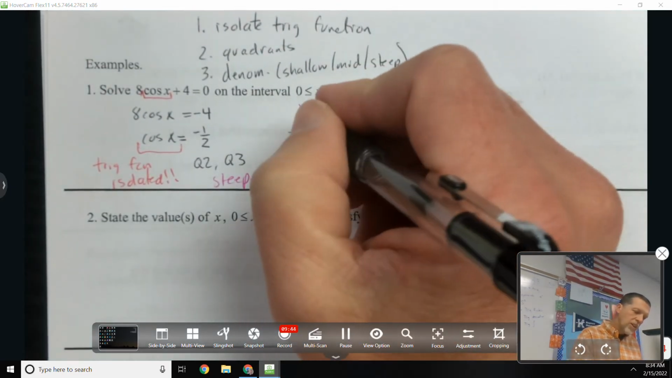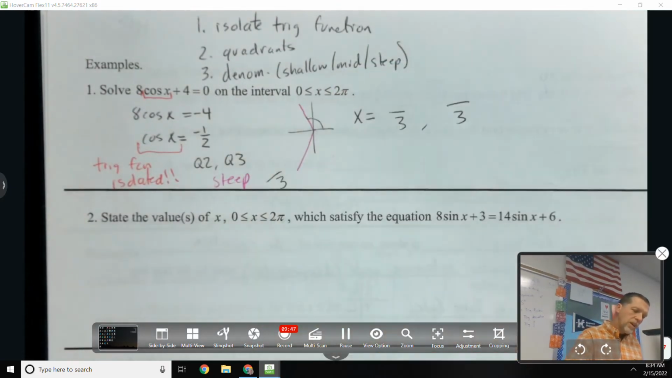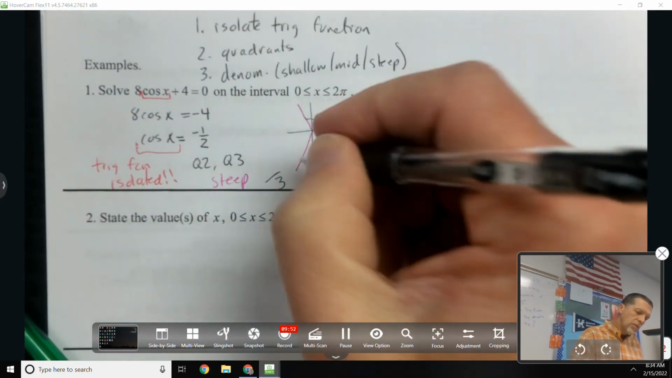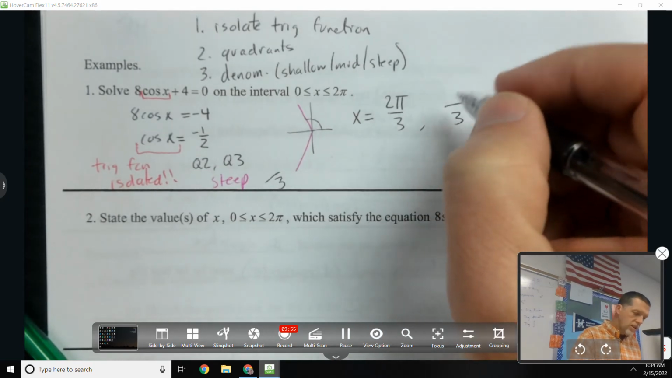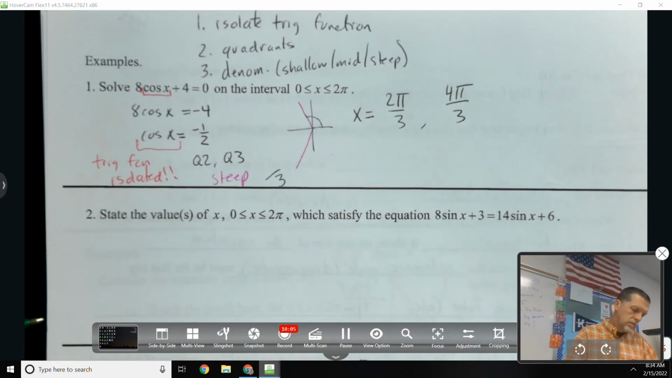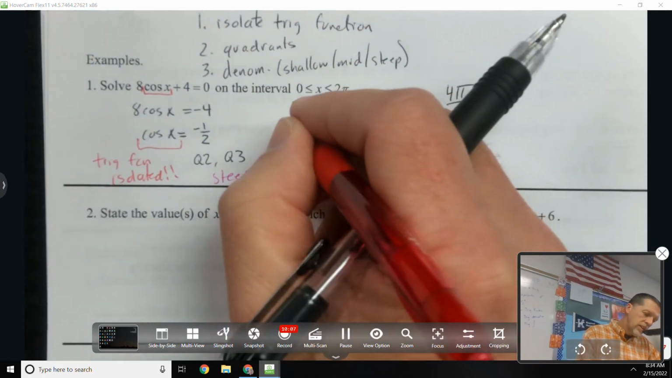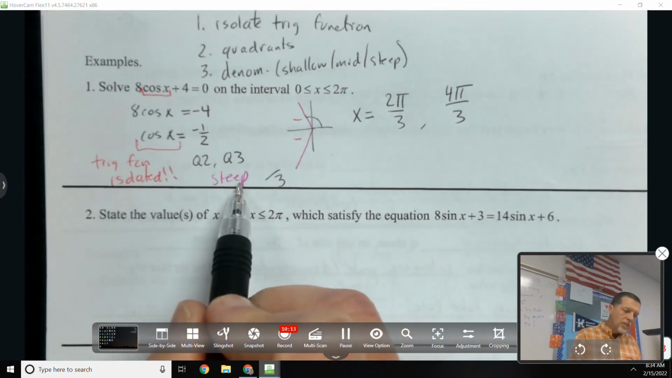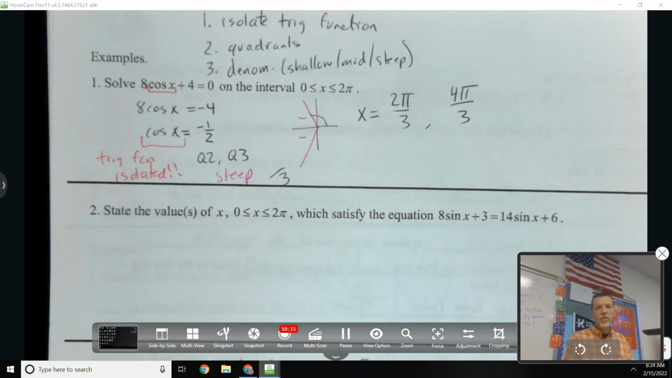So over 3 in the second quadrant, that would be 2 pi over 3. And over 3 in the third quadrant, it would be 4 pi over 3, because cosine is negative in second and third. At the over 3 mark, at the steep angle, the cosine's 1/2, and so then you figure out exactly which angles are those.